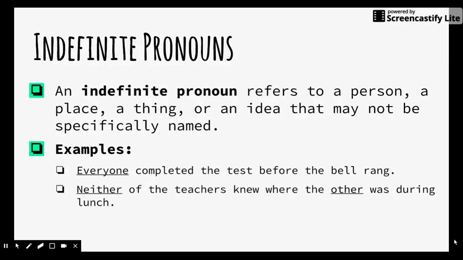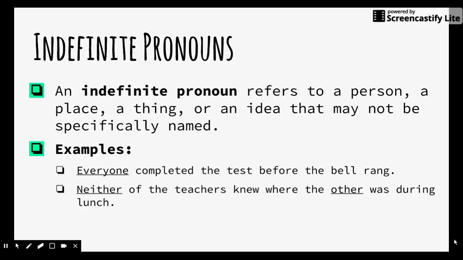All right, we're finishing up with indefinite pronouns. Indefinite pronouns refer to a person, a place, a thing, or an idea that may not be specifically named. Now, the key there is may not be, all right? So let's look at some examples. Everyone completed the test before the bell rang. Everyone, is it that specific? It could be if you have more context than just the sentence, but in the sentence, it's really not.